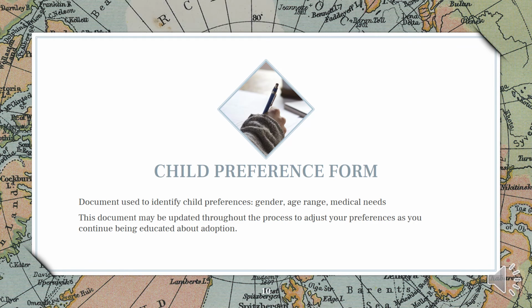The next document I want to bring your attention to is the Child Preference Form. This is a document that is used to identify your preferences for a child as to gender, age range, and medical needs. It is important to understand that this document may be updated throughout the process to adjust your preferences as you continue being educated about adoption, talking to others who have adopted children with specific needs, and meeting with medical professionals to determine what you feel you can handle. This form is used by your social worker in writing your approval statement in the home study and by the Ukraine team as we watch the shared list for children.